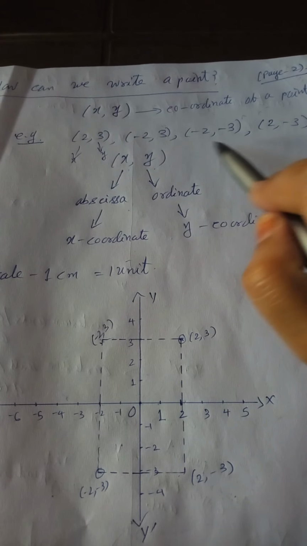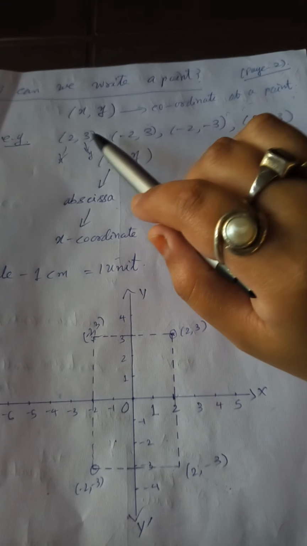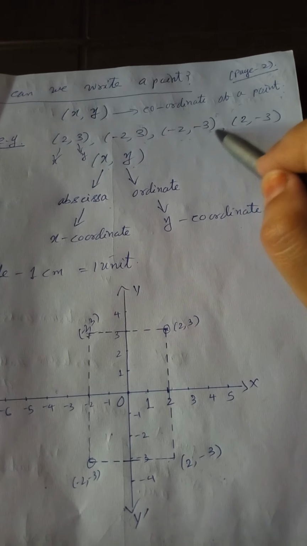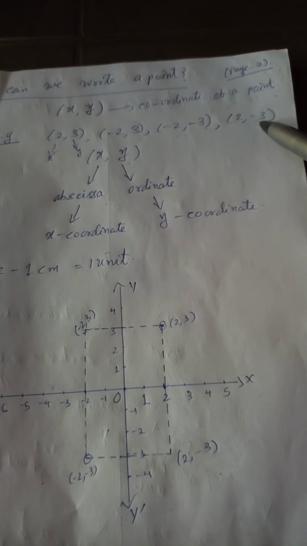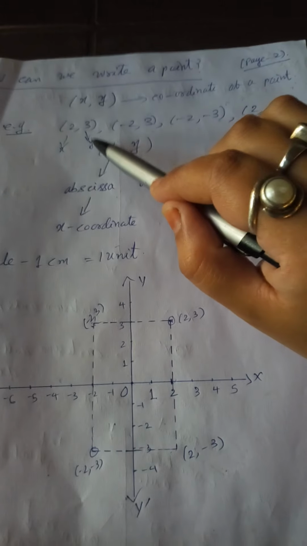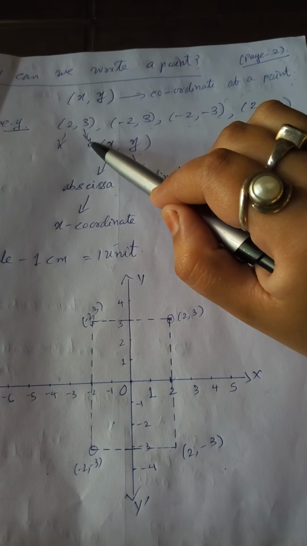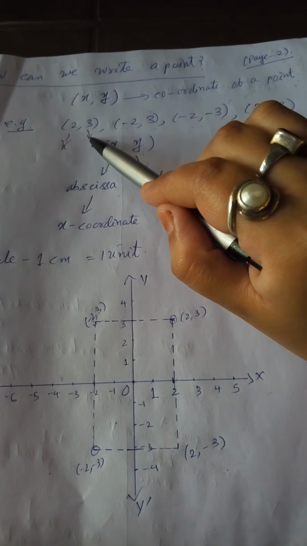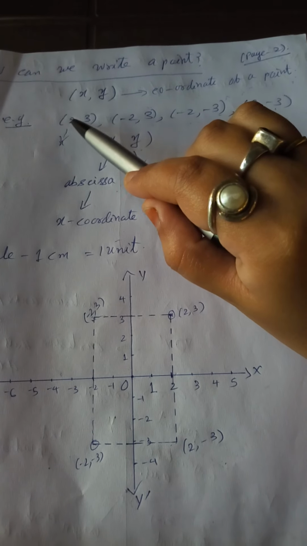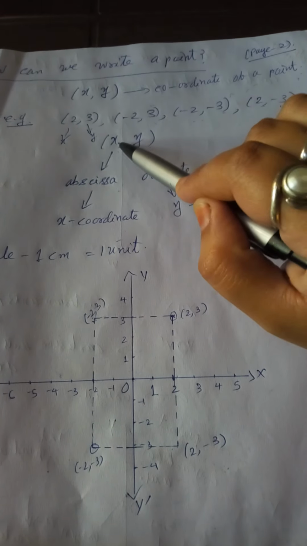Suppose I write some example points: (2, 3), (-2, 3), (-2, -3), (2, -3). In these, the first one is the x value and the second one is the y value. Always the first one is x, the second one is the y value. And this x value has a name. This is called the abscissa.